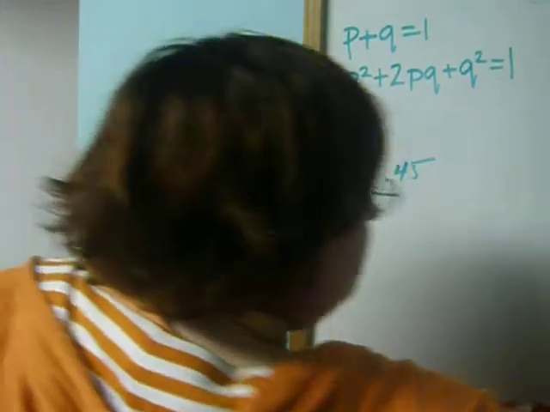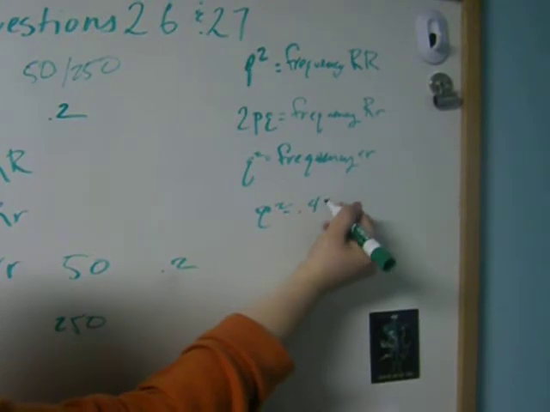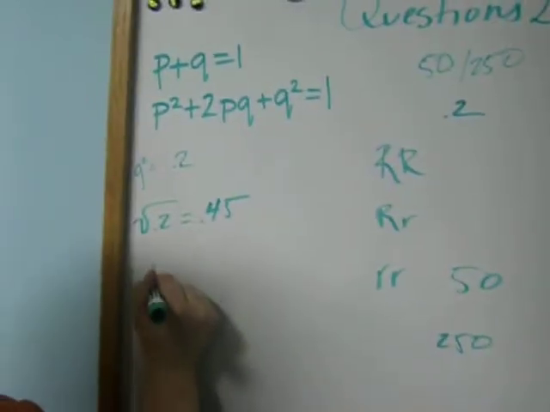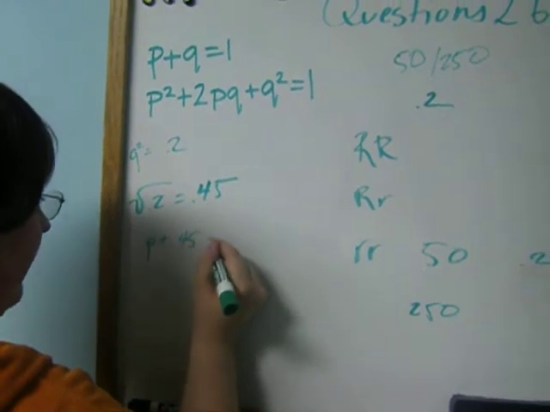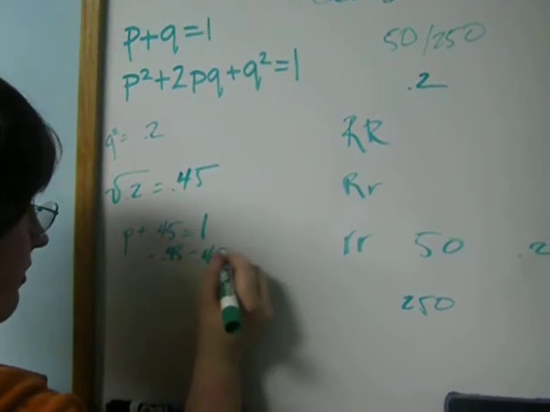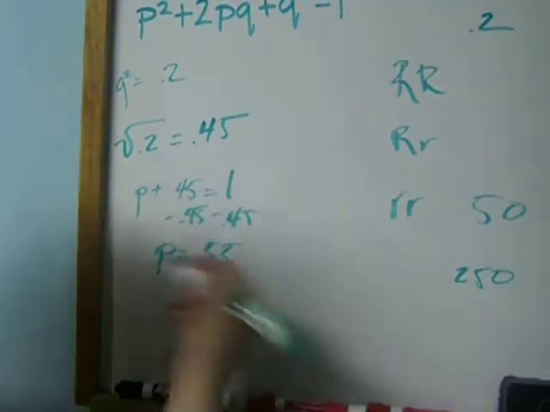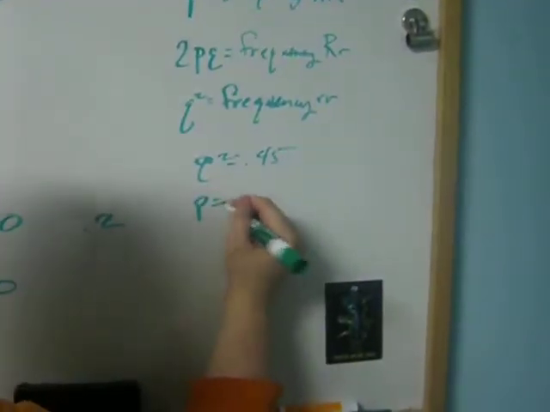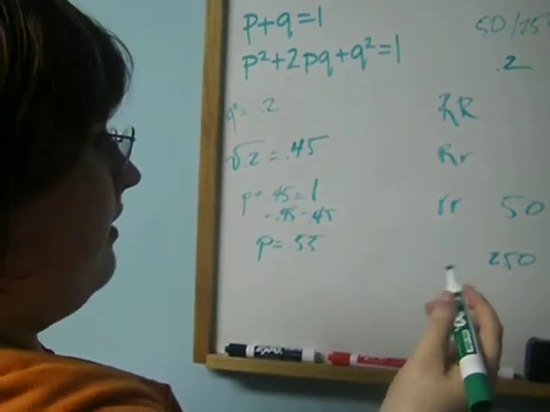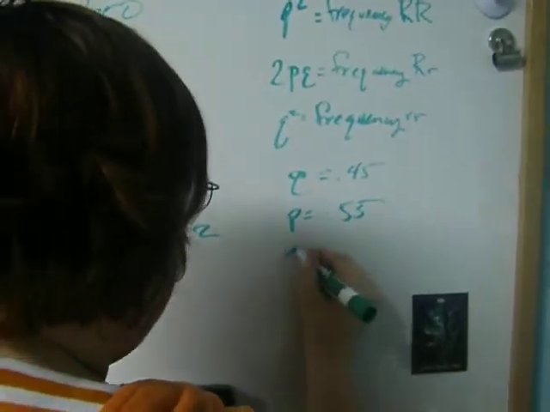So now we know Q equals 0.45. So P plus 0.45 equals 1. So minus 0.45, P equals 0.55, which we'll then write over here. Okay. Did I write Q? Oh, this is not Q squared. This is actually Q. Sorry. Q squared equals 0.2. Okay.